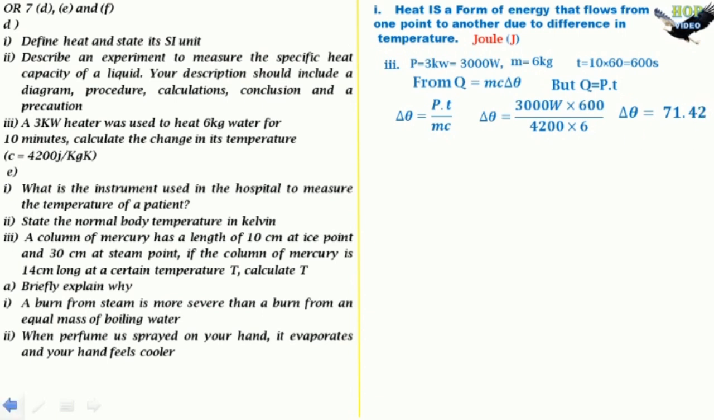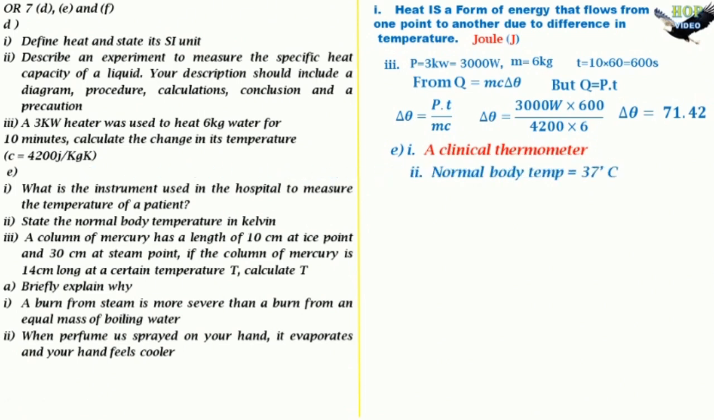The next question asks us to name the instrument used to measure the temperature of a patient at the hospital. And this instrument is a clinical thermometer. Take note, if you omit clinical and you just write thermometer, it's going to be marked wrong, because there are thermometers, but the special thermometer used in the hospital to determine the temperature of a patient is called a clinical thermometer.